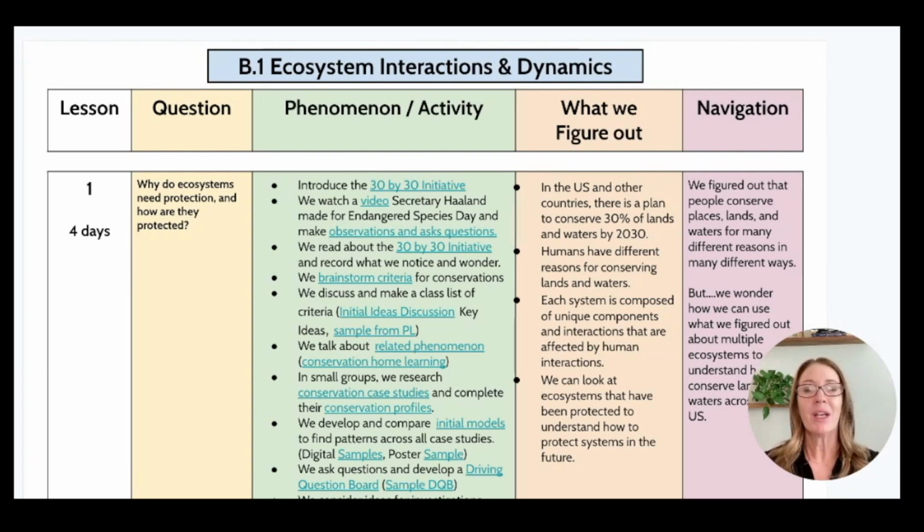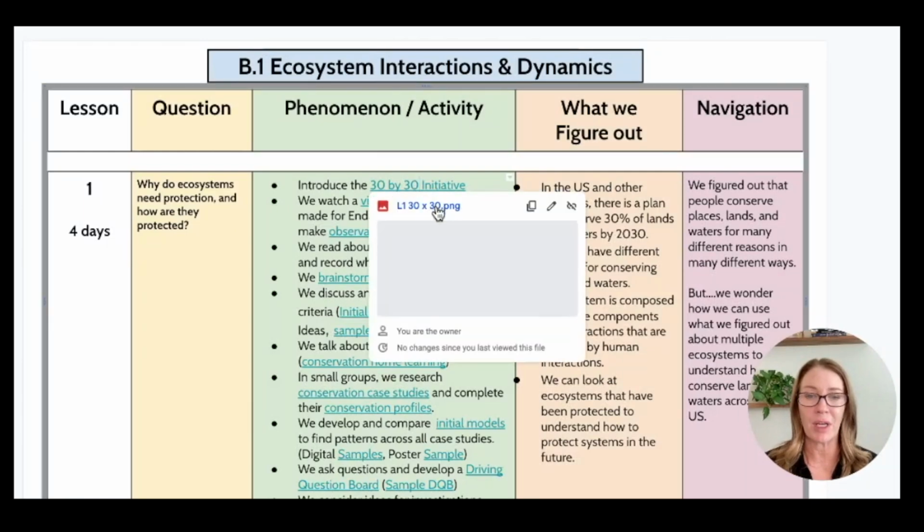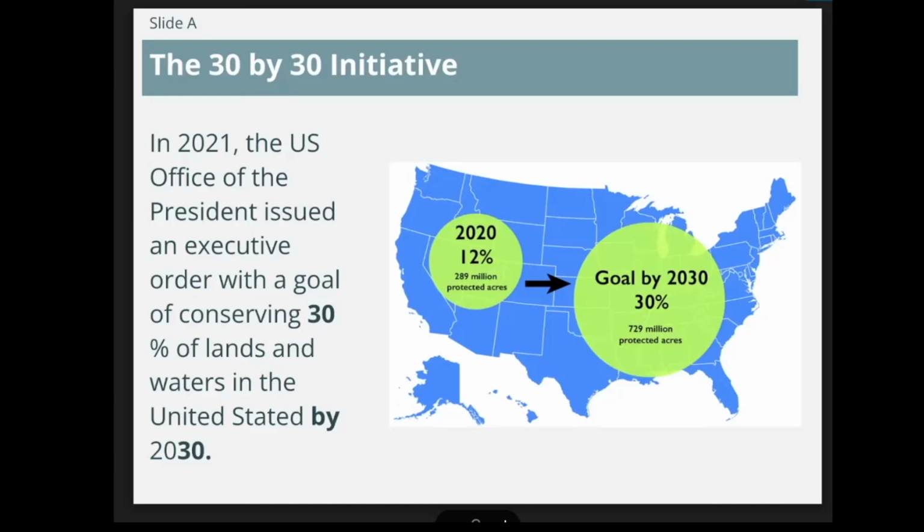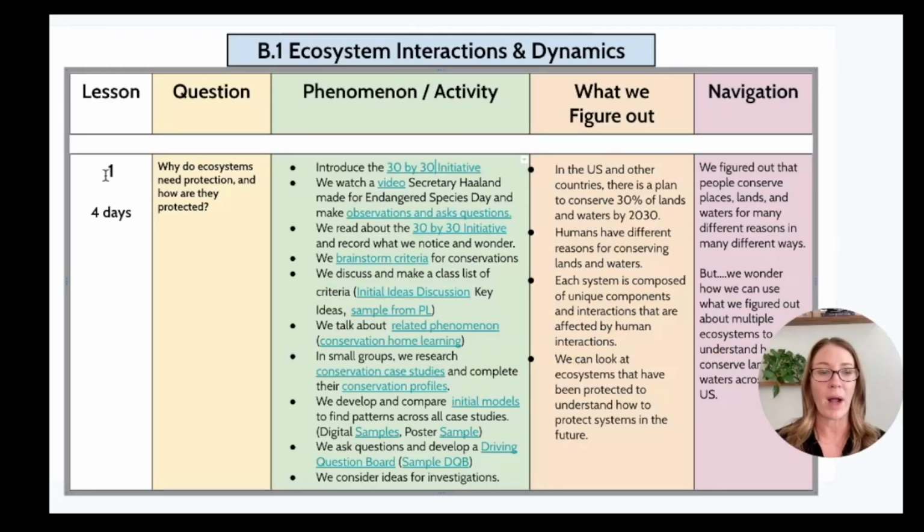It might take a little longer, but spend the time in lesson 1 because this is where you anchor the whole unit and you really get students interested and curious and they're asking questions and relating it to their own lives. Very important. Okay, so we start off by introducing this 30 by 30 initiative. The 30 by 30 initiative, which started in 2021, was an executive order that said that we want to preserve 30% of lands and 30% of waters by the year 2030. And so many people signed up to do this, and even people around the world.